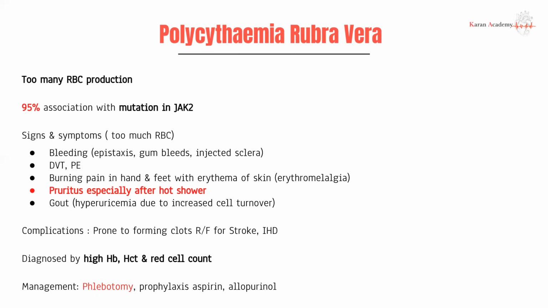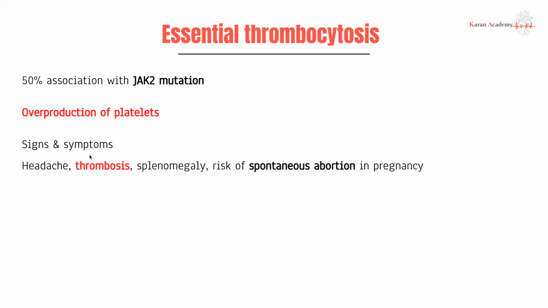This will be diagnosed by a high hemoglobin count, a high hematocrit, and a high red cell count. In terms of management, we don't really worry a whole bunch. We can start them on a phlebotomy to release blood regularly, and this would help lower the red cell count. You can give them prophylactic aspirin for their clotting risk and allopurinol for gout.